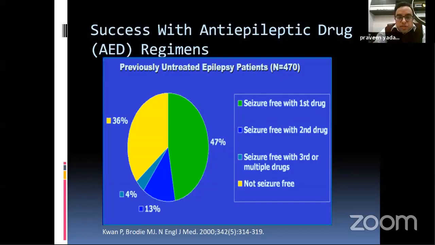So you should remember that with the first drug, the seizure freedom is almost 50%. When you add the second drug, you can control the seizures in almost 36% more. And after that, the seizure control reduces drastically. So if there is a third drug, 13% control, 4% control, and seizure freedom with the second drug is 13%, and 36% of the patients will not get seizure freedom. So almost you can control 65 to 70% of the seizures with the medications. And the more drugs you add, the more the chances of seizure control become lesser and lesser.